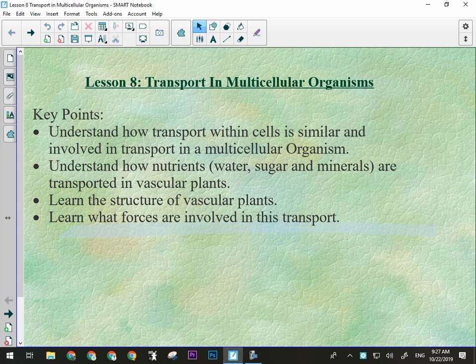There will definitely be a question on your unit exam about specialization using the layers of the leaf as the example, so make sure that you go over that. I'll be referring to that a little bit as we talk about plant transport as well. We're going to look at how transport within cells is similar to and involved in transport in a multicellular organism. There are similar processes being used, but over a larger scale. Understand how nutrients, that's water, sugar, and minerals, are going to be transported in vascular plants. What does the term vascular mean?